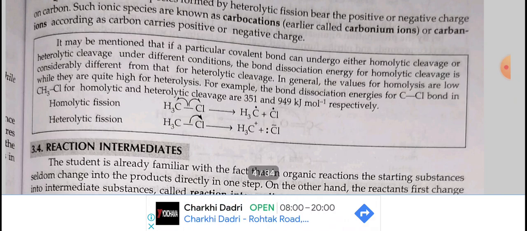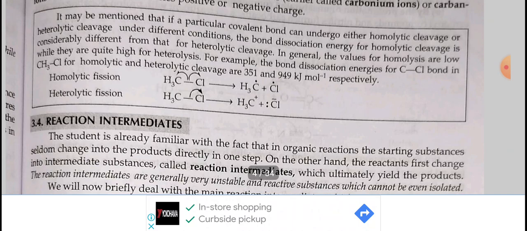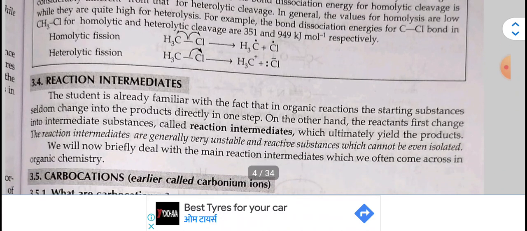In general, the values of homolysis are low while they are quite high for heterolysis. For example, the bond dissociation energies of the carbon-chlorine bond in methyl chloride for homolytic and heterolytic cleavage are 351 and 949 kJ per mole, respectively.